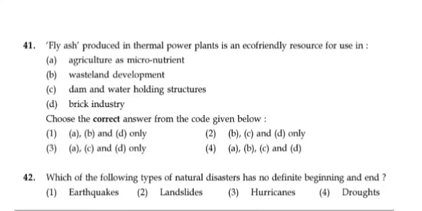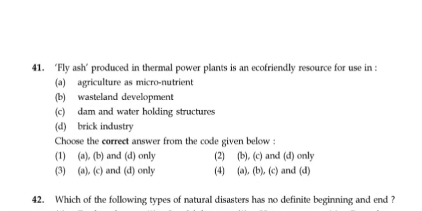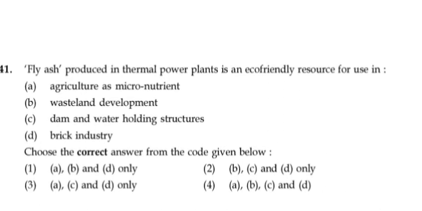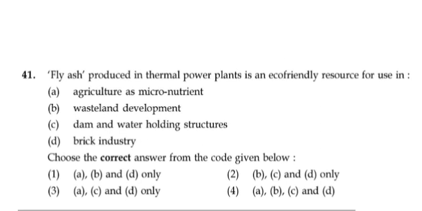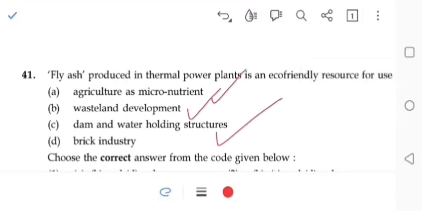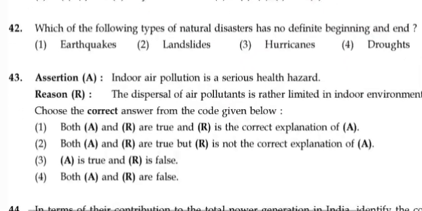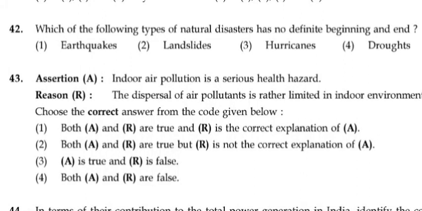Then 41, fly ash produced in thermal power plants is an eco-friendly resource for use in what? Agriculture as micronutrient, wasteland development, dam and water holding structures, brick industry. Choose the correct answer from the code given below: ABD, BCD, ACD, ABCD. 41 it will be ABCD. 42, which of the following types of natural disasters has no definite beginning and end? Earthquake, landslides, hurricanes, droughts. 42 it will be droughts.